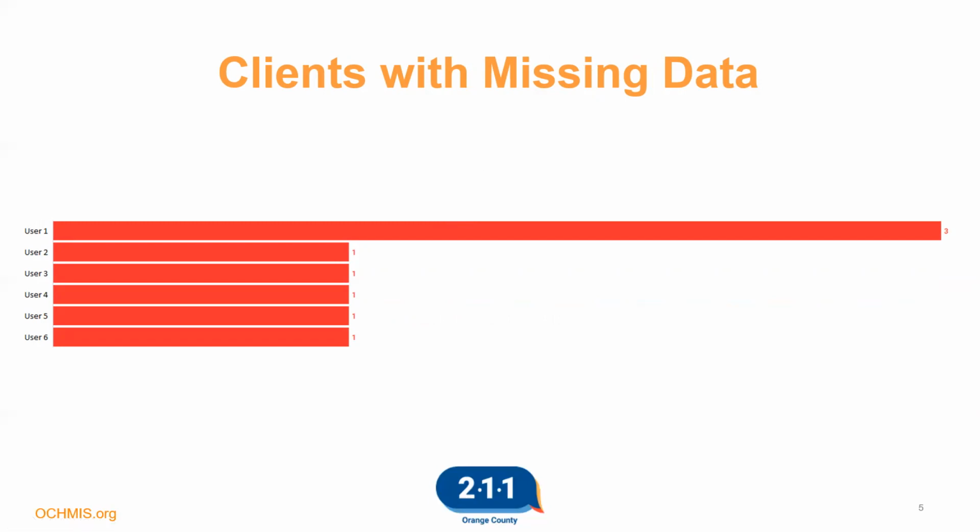Would it somehow let the user know where they need to look to find that missing data? That's what I was talking about. We will have some kind of details report so that you'll be able to see who these people are. Okay, cool. Thank you.